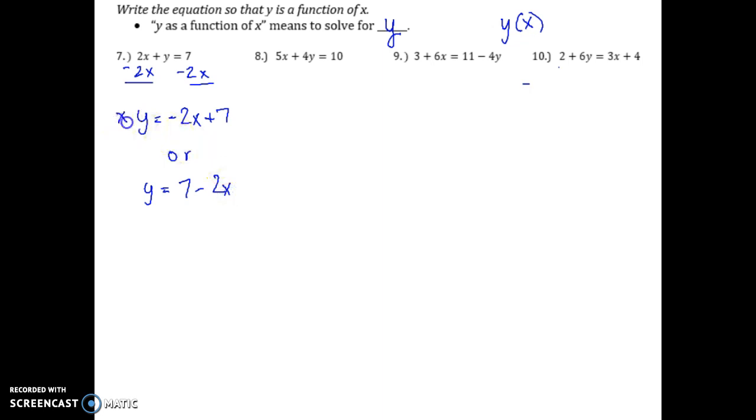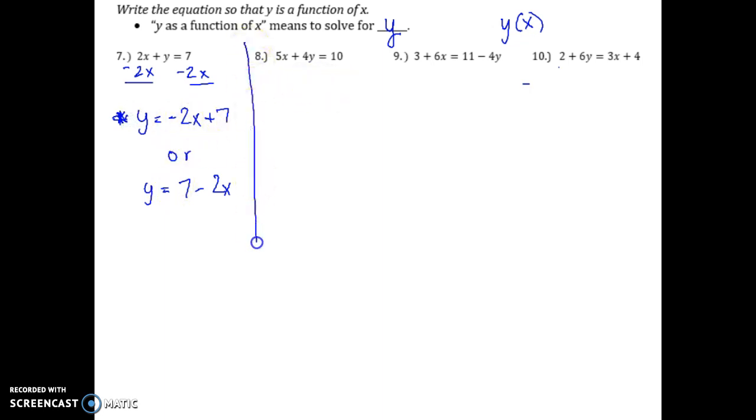To write an equation so that y is a function of x means to solve for y. So y is a function of x would look like this. If we're solving for y, we're just going to subtract 2x from both sides. Y is equal to negative 2x plus 7, or you could write it as y is equal to 7 minus 2x. I prefer to have it in this format, and it'll be obvious in a couple of units why we're doing it like that. Want the variable first. That's actually the equation of a line.